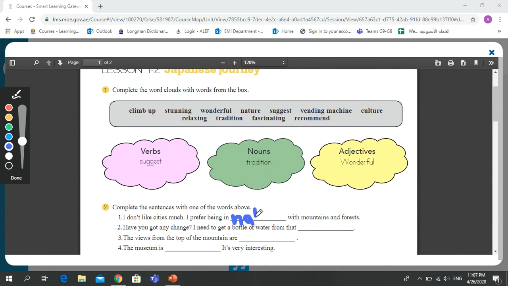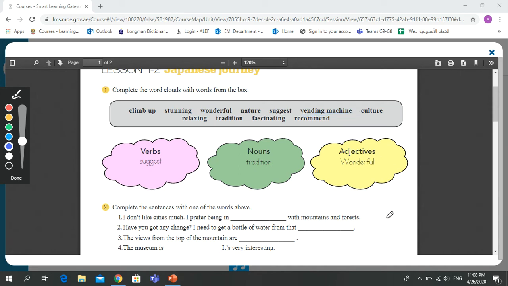Let's choose it and write here the word nature. N-A-T-U-R-E. With mountains and forests. What about number 2? Have you got any change? I need to get a bottle of water from that. So where do you think people can get a bottle of water from? Very good. From the vending machine. So you can write here, vending machine, for number 2.